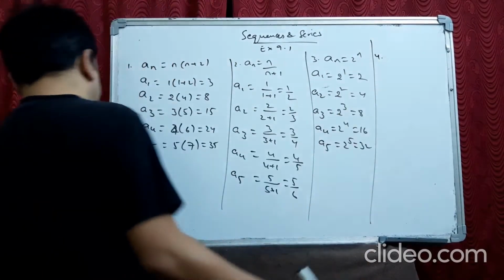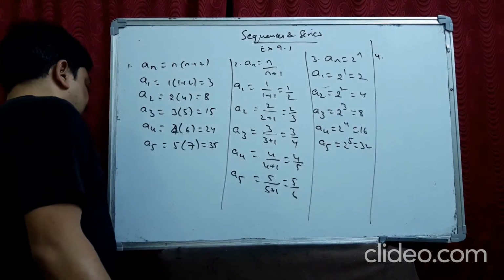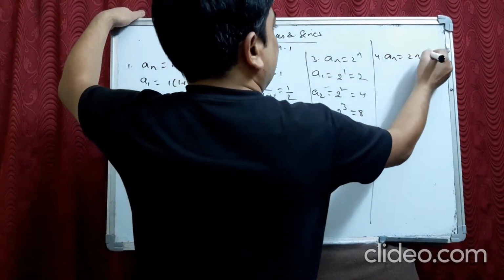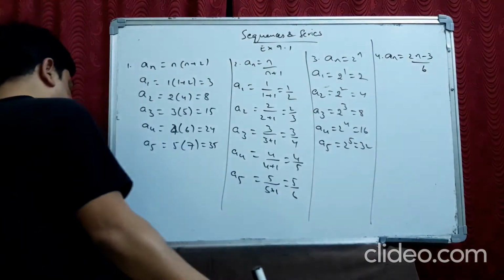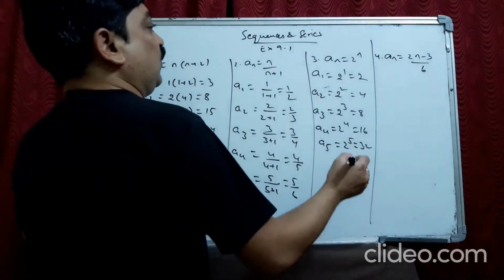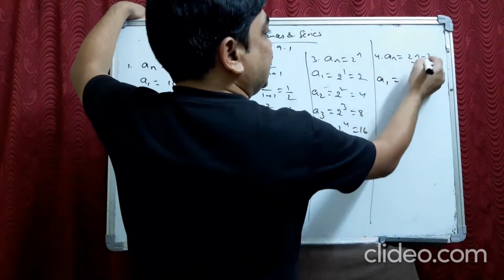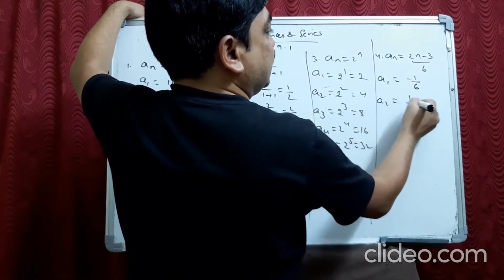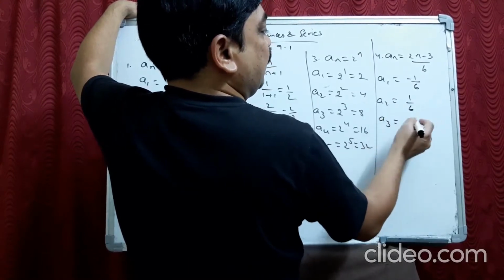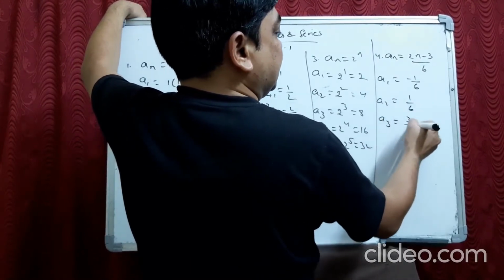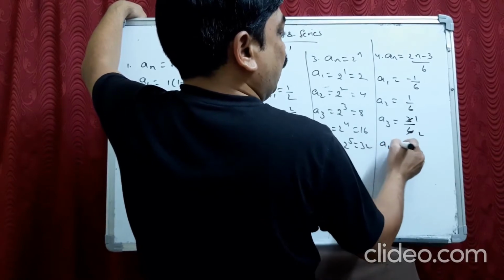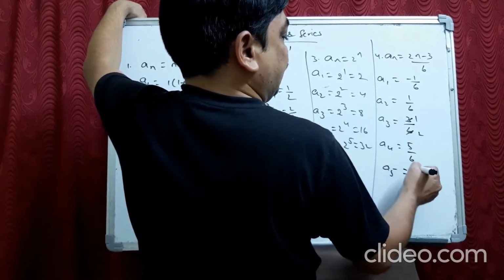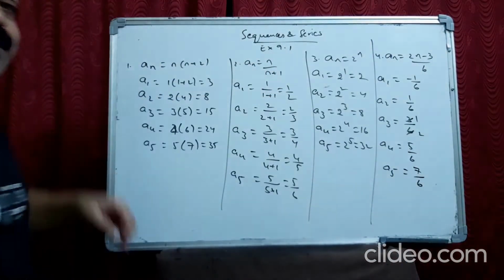So the fourth one, a_n is (2n minus 3) by 6. So what will be a1? a1 will be 2 minus 3, minus 1 by 6. a2 is 4 minus 3, 1 by 6. a3 will be 6 minus 3, 3 by 6, that is 1 by 2. a4 will be 8 minus 3, 5 by 6. a5 will be 10 minus 3, 7 by 6. Okay?